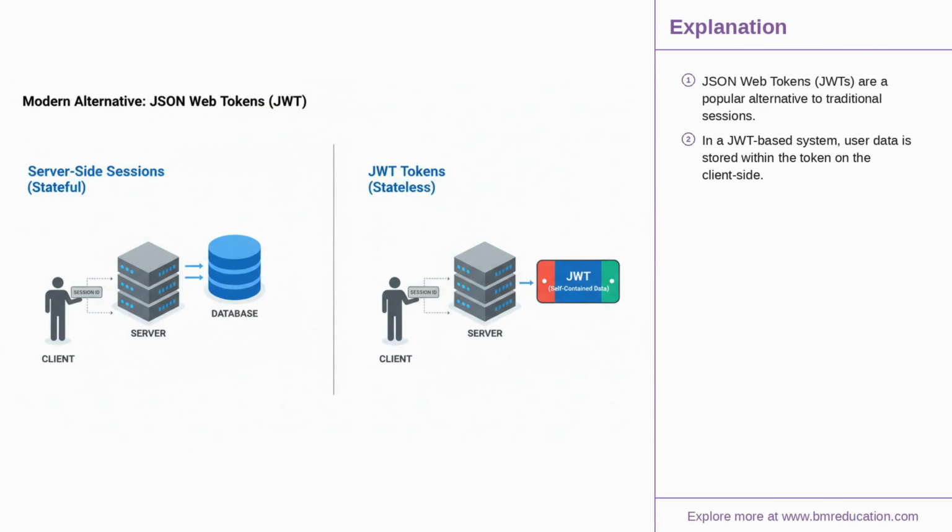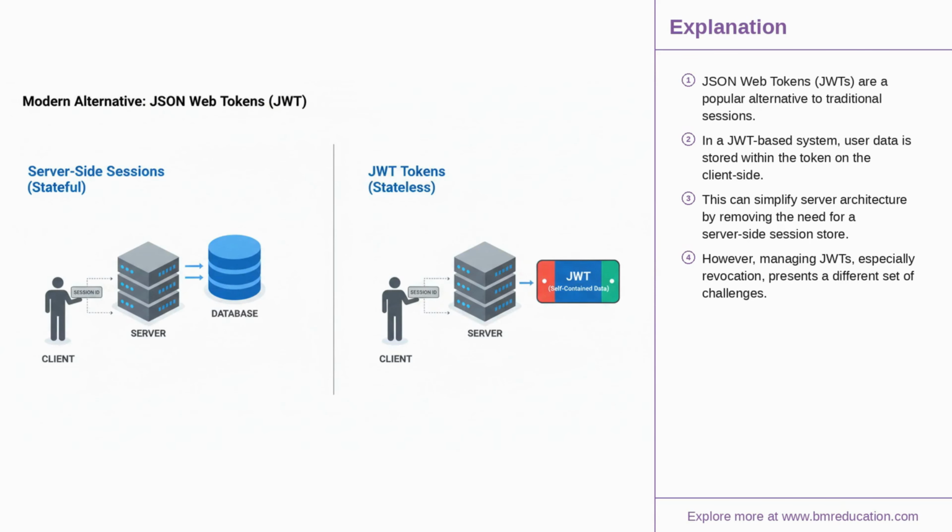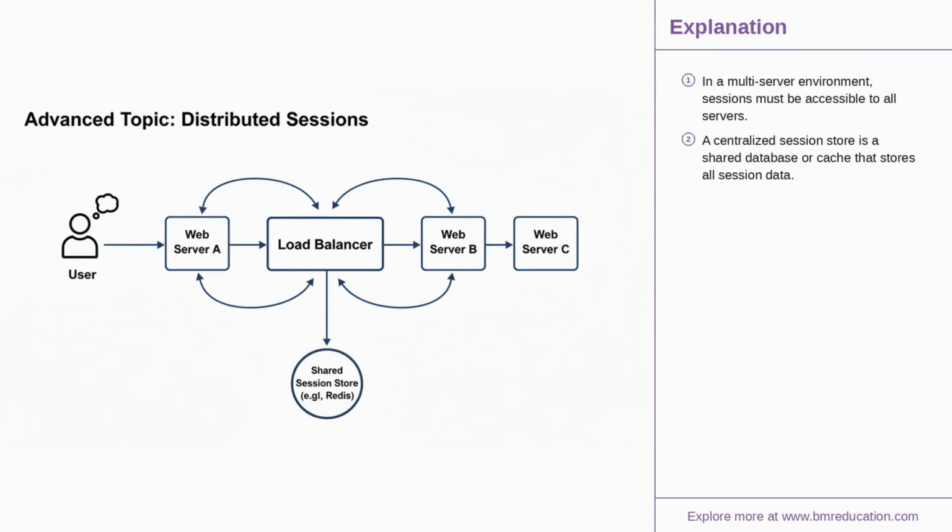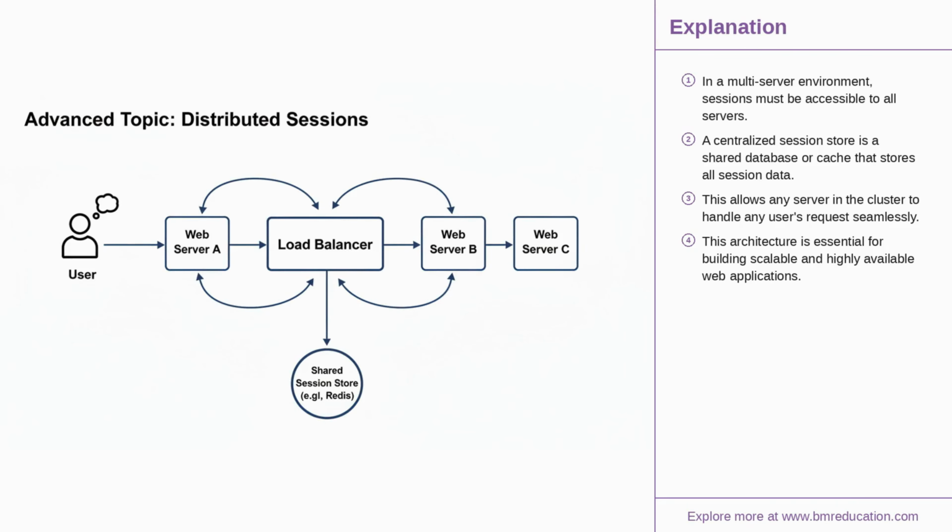While cookies are the standard, modern web development has seen the rise of token-based authentication, often using JSON Web Tokens, or JWTs. Unlike traditional sessions where the server stores all the data, a JWT is a self-contained token that holds user information directly. The client stores this token and sends it with requests. This approach can be more scalable for certain architectures, but it comes with its own set of trade-offs and security considerations.